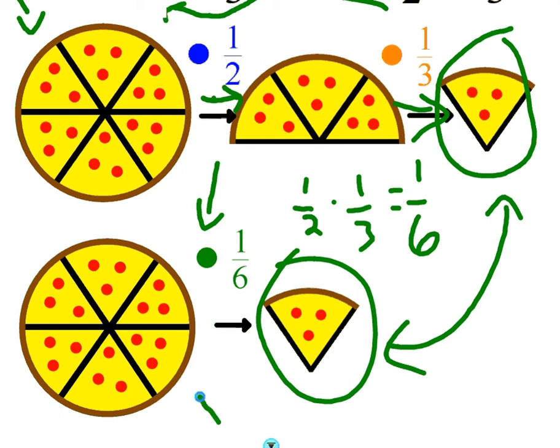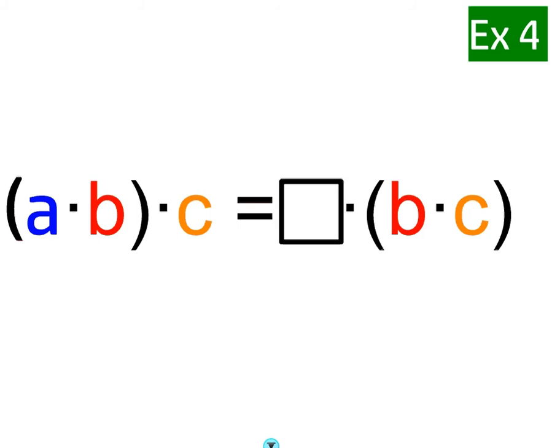So down here we just went ahead and just multiplied by 1/6, and up here we cut it in half and then by a third. So we multiplied in different orders, right? Both end up with the same amount of pizza. Hopefully that visual helps you.